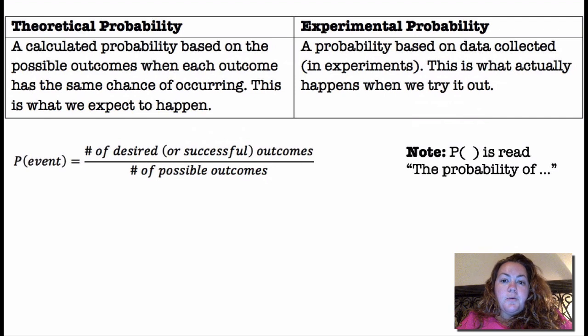The formula for calculating the probability, no matter if it's theoretical or experimental, is the same thing. The probability of that event occurring is the number of desired or successful outcomes divided by the number of possible outcomes. Side note, P of stuff in parentheses is read as the probability of, and then you say the stuff that's in the parentheses.